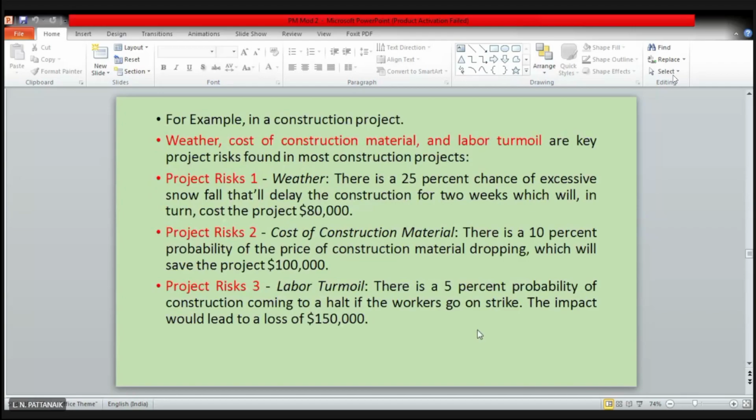So let us take another example which is a bit more realistic towards project management. For example, in a construction project, first I said you have to identify the risk. Suppose you have identified the risks as the cost of construction material and some labor turmoil, along with weather. These 3 you identified as risks that can happen in your construction project. Now again you are finding the expected monetary value for each of these project risks.